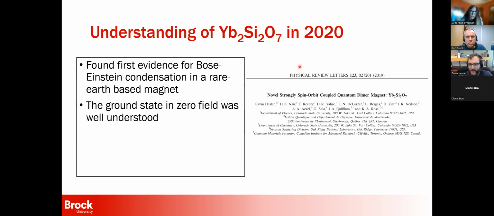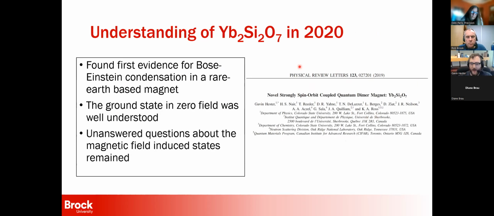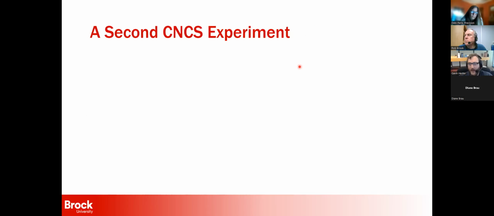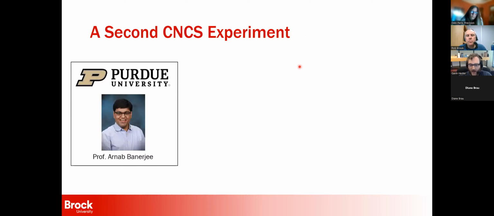The ground state in zero field, we understood pretty well. We were pretty confident it was a quantum dimer magnet, but we still had unanswered questions about the magnetic field-induced states. And so to answer that question, we decided to perform a second CNCS experiment. At this time, I had moved to my postdoc at Purdue University, which I moved to in 2021, working with my advisor there, Professor Arnab Banerjee.